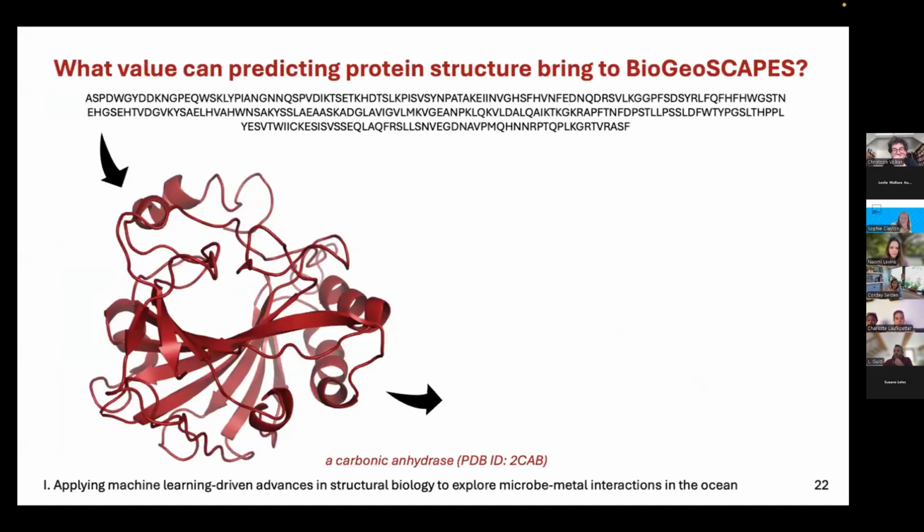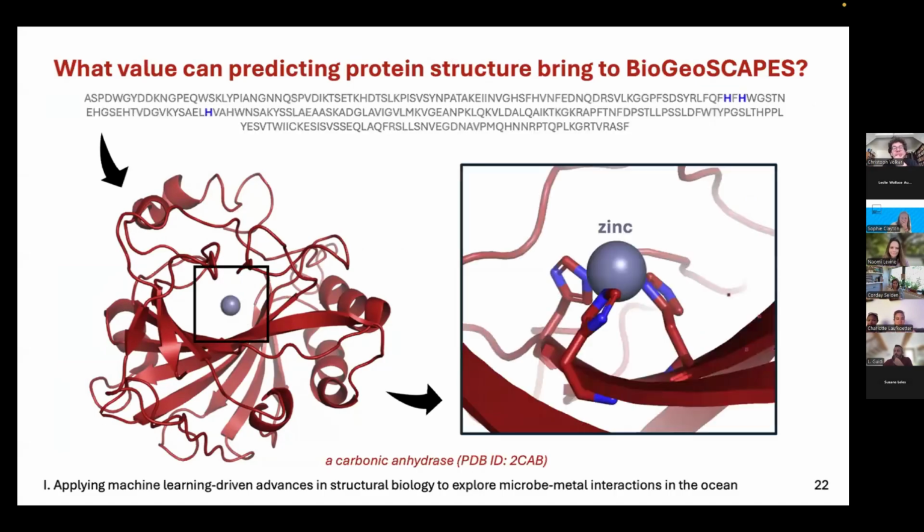Now, at this point, you might be asking, what value can predicting protein structure bring back to biogeochemistry? Well, a particular interest of mine, and I think of many of yours, is in microbial metal utilization and cycling. The primary role of transition metals in a cell is to act as protein cofactors, offering stability, catalyzing chemistry, and coordinating substrates.